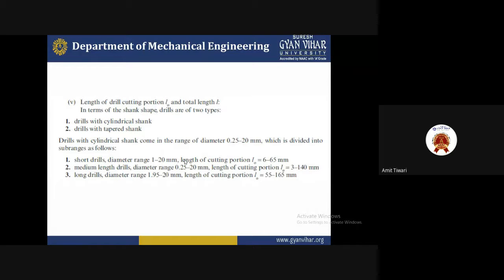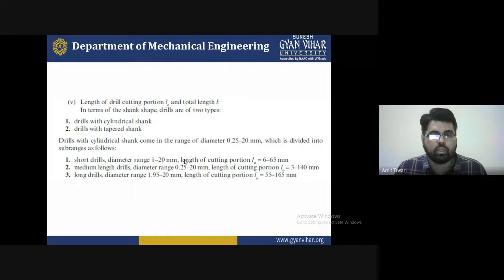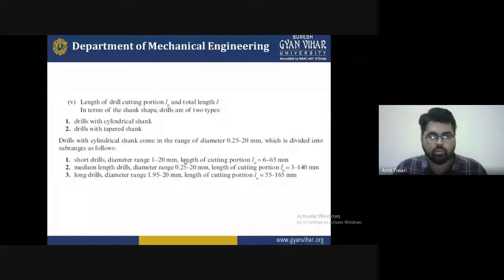The shorter drill diameter range is 1 to 20 mm, and the length of the cutting portion, that is L0, we consider 3 to 140 mm. For the longer drill, the diameter range is 1.95 to 20 mm, and the length of the cutting portion, that is L0, is 55 to 165 mm. So these are some conditions to be observed.